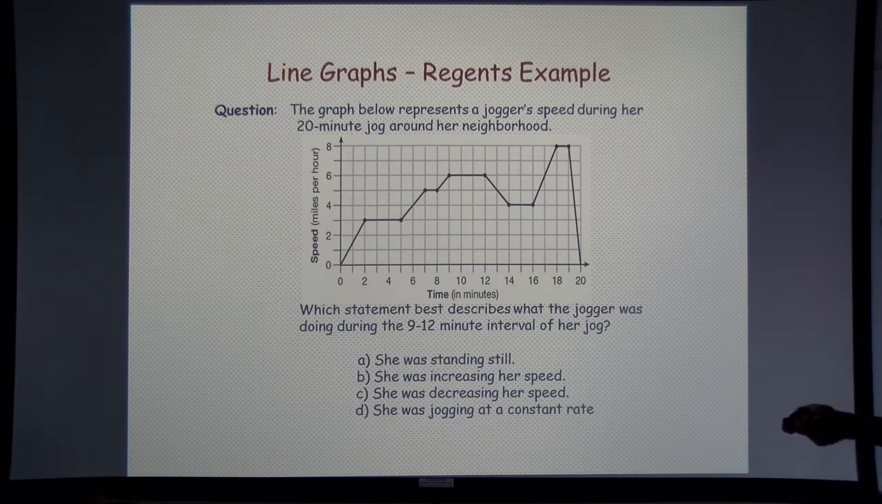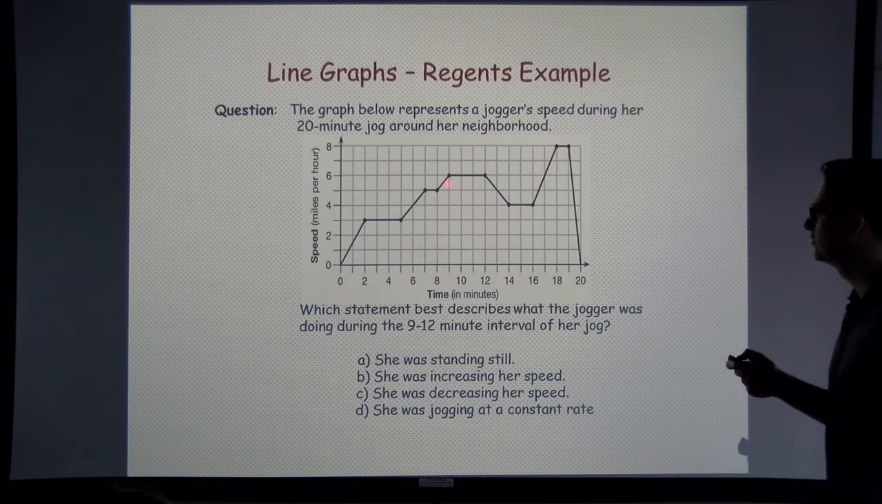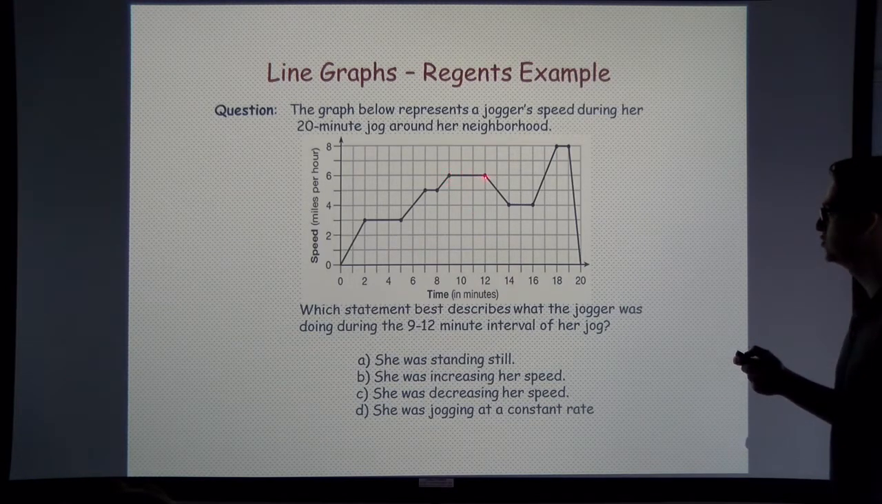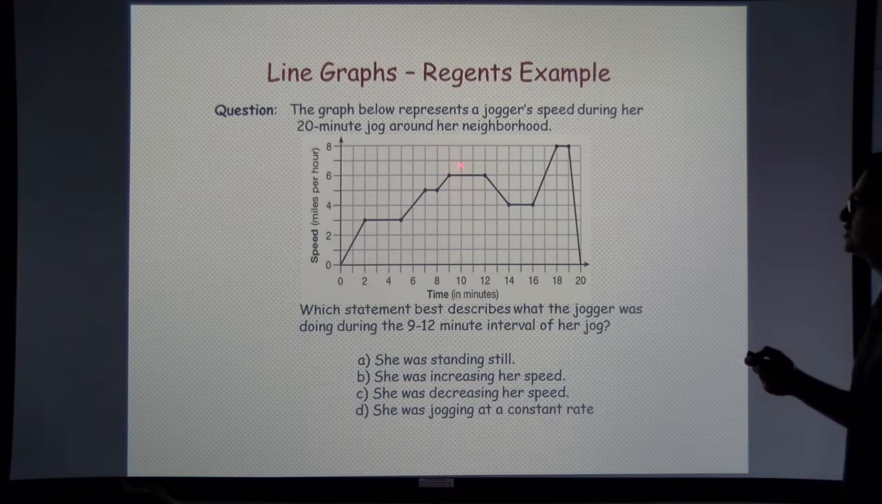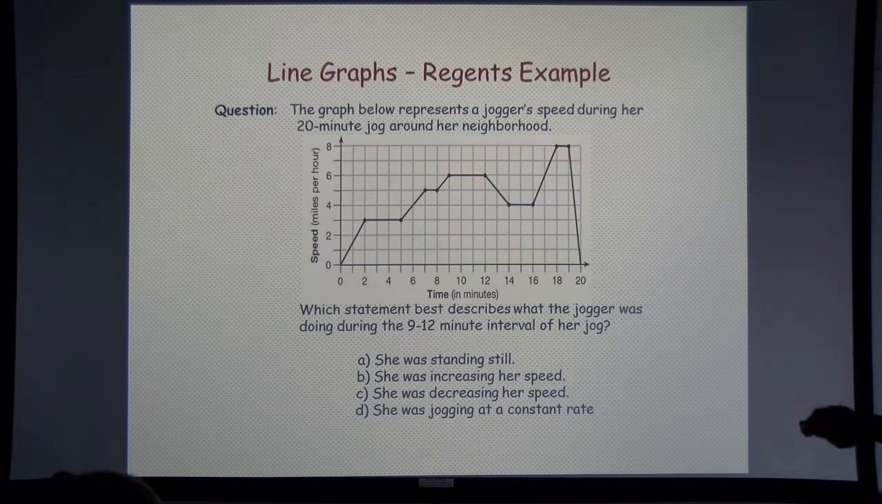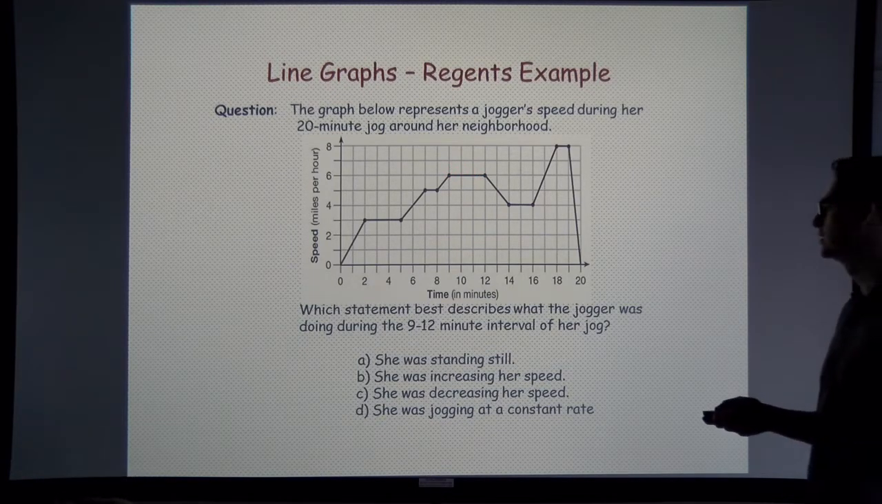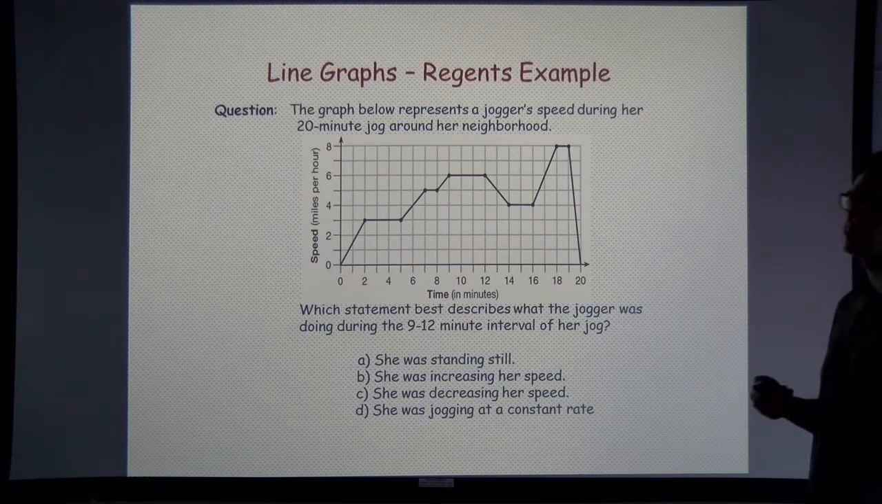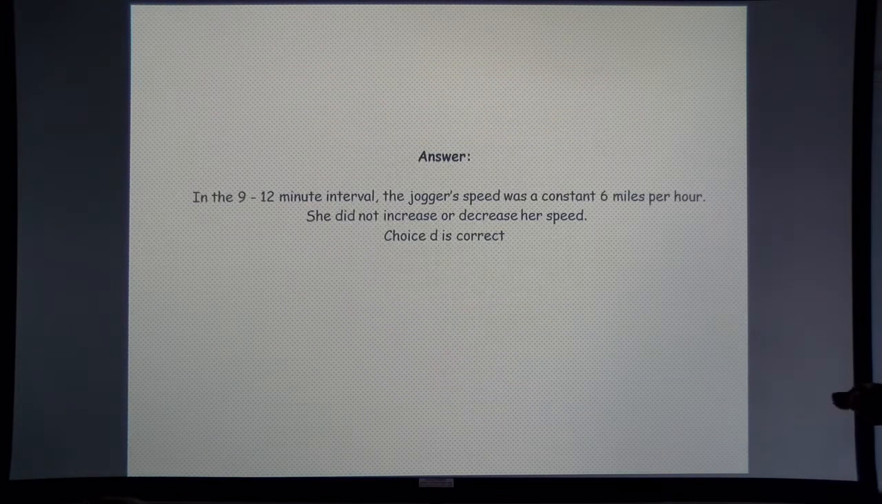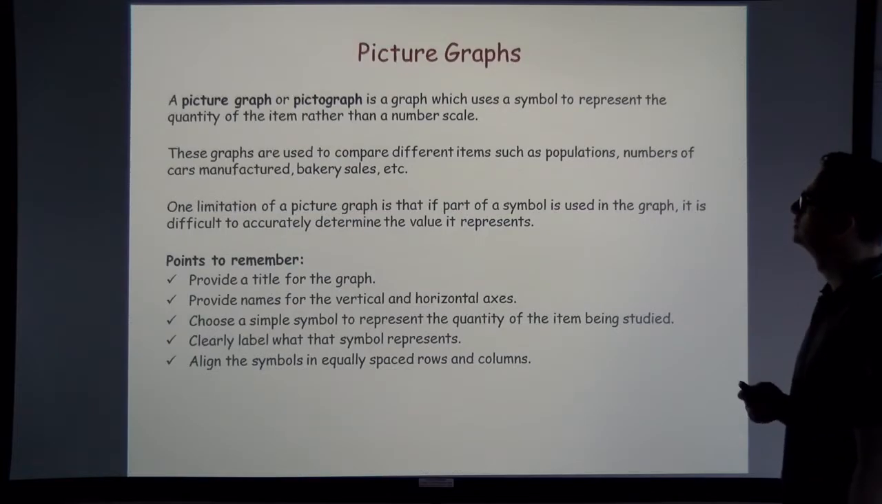Choice D says she was jogging at a constant rate. So from her 9th minute to her 12th minute, you could see that she's staying at 6 miles per hour. So choice D would be correct. She was jogging at a constant rate. Okay, she was keeping a constant pace. So choice D would be your answer.